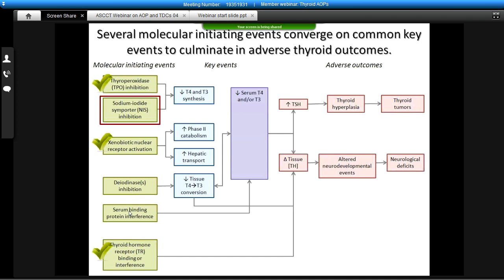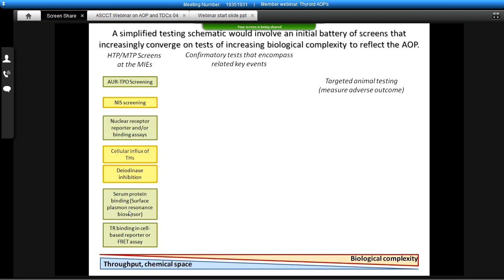So what I want to do is juxtapose this AOP on the next slide with a testing strategy, if you will. So this is my simplified testing schematic that I would propose that would involve an initial battery of screens that increasingly converge on tests of increasing biological complexity that reflect the adverse outcome pathway. So on the left, in place of molecular initiating events, I have boxes now representing available high throughput or medium throughput screening assays. The green boxes represent molecular initiating event related assays that are currently available.